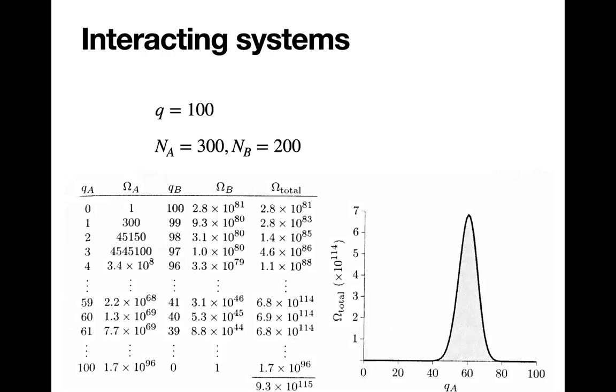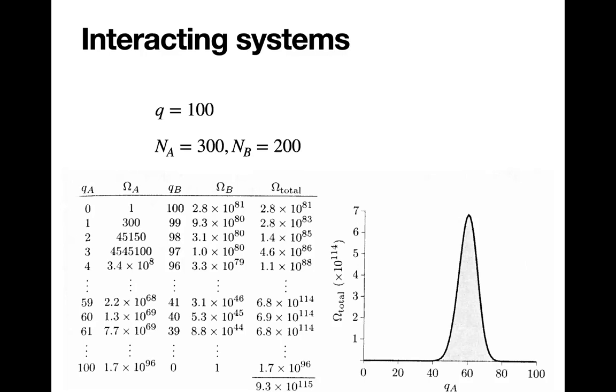Okay, so here again, we see that if you put all of the energy in object B, there's only one way to rearrange it within object A, but there's 10 to the 81 ways to do it within object B. That seems like a really big number, a lot of different ways to rearrange it within object B. But look at the place where it's most probable, for A to have 60 of these units and B to have 40. The reason it's not even is because they're not the same size. That's 10 to the 114th.